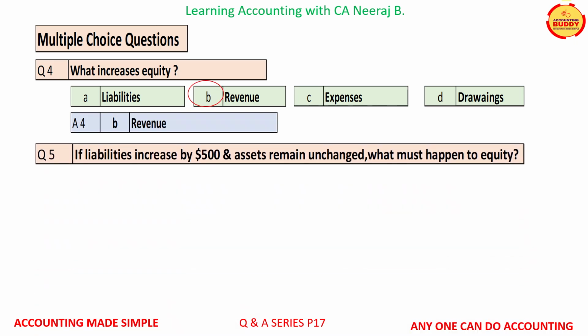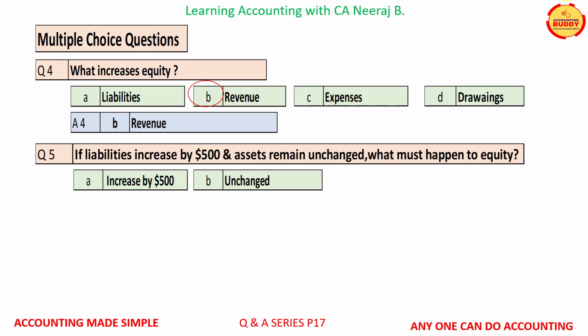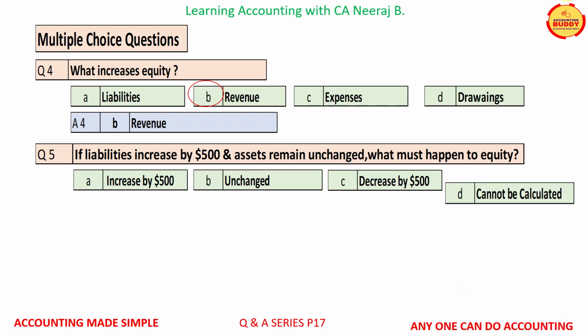Question number 5 on your screens is, if liabilities increase by $500 and assets remain unchanged, what must happen to equity? The options available are option A, equity will increase by $500, option B, equity will be unchanged, option C, equity will decrease by $500, and option D is it cannot be calculated.